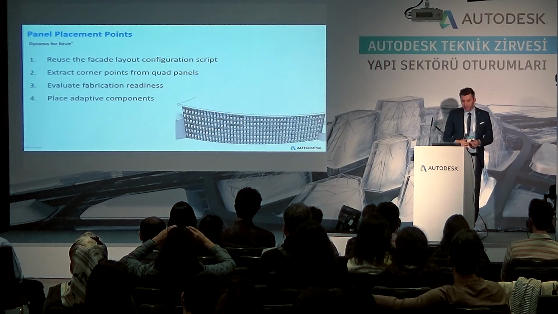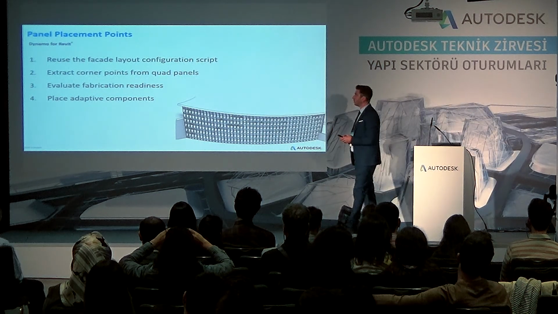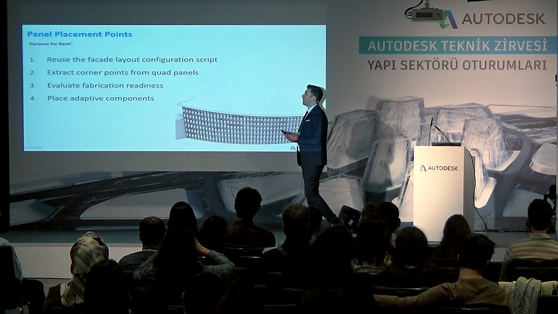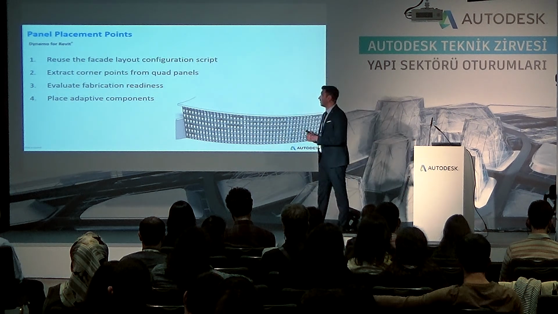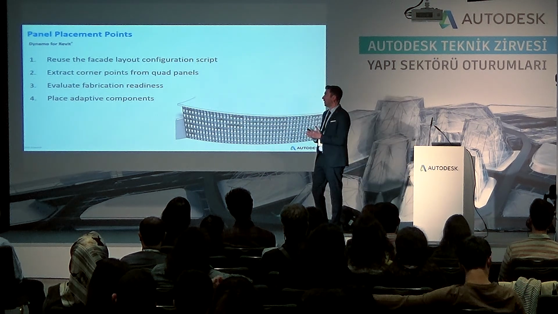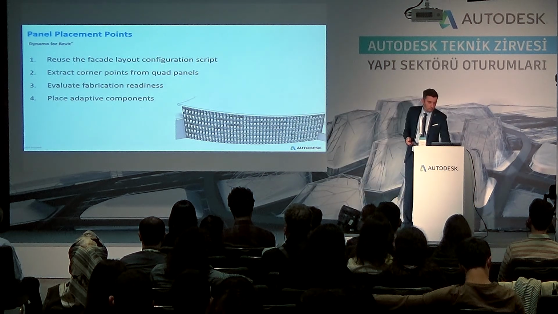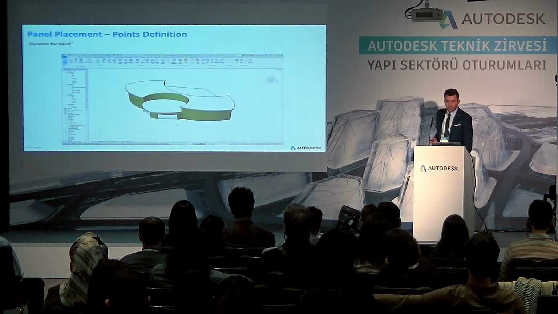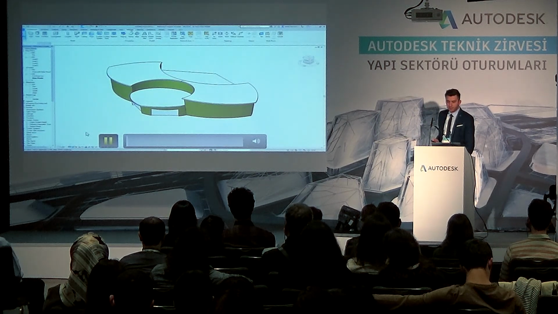Okay, so to do that, as I was mentioning, we can reuse the facade layout configuration script. We can extract the corner points from the quad panels. We can evaluate the fabrication readiness, so we can see which panels are difficult to fabricate, and then we can place the panels.